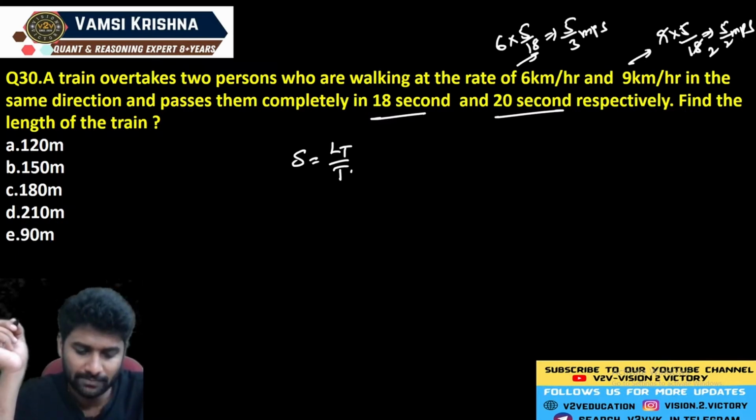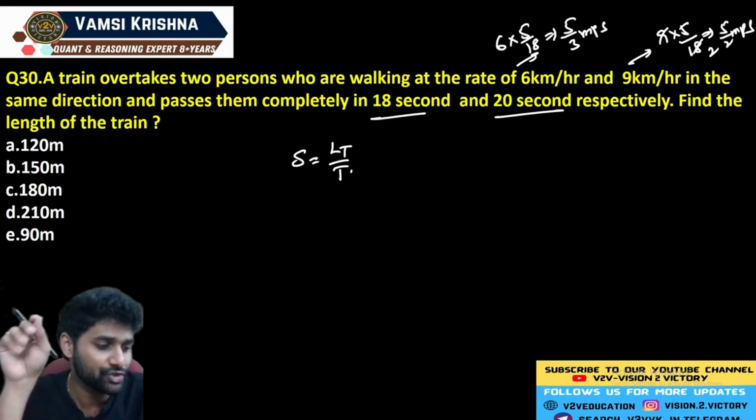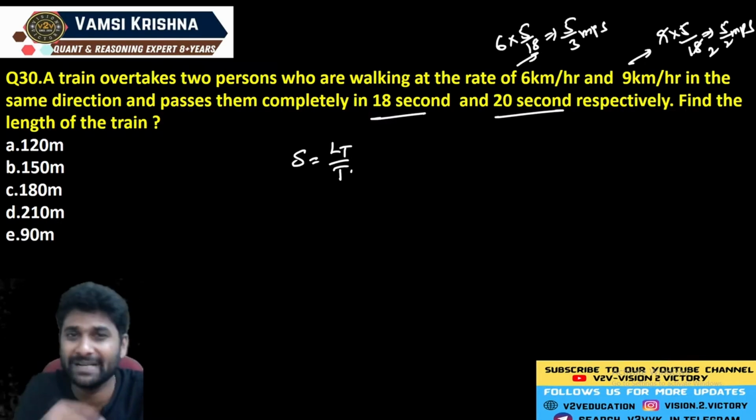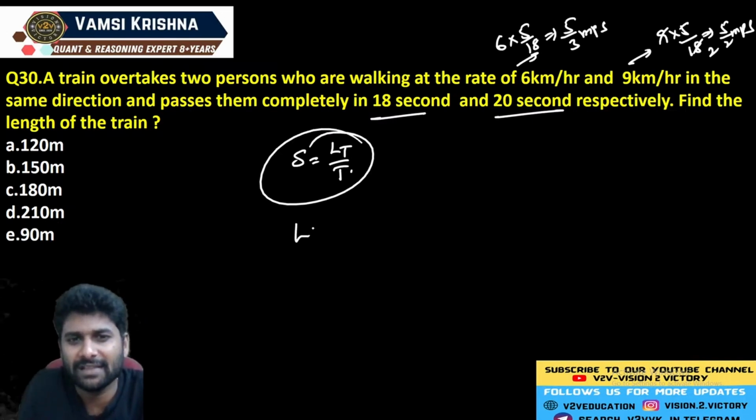Now go through the question here. See, if both the train and the persons are in motion, you should apply the concept of relative speed. If both are traveling in the same direction, relative speed is the difference. So what about the length of the train here? Relative speed of person and train is speed of train minus 5 by 3, and here the time they mentioned is 18.